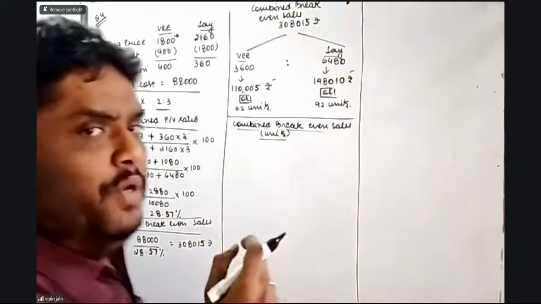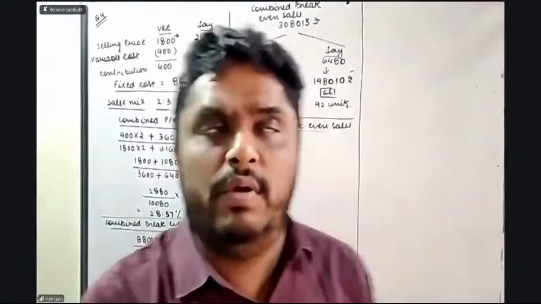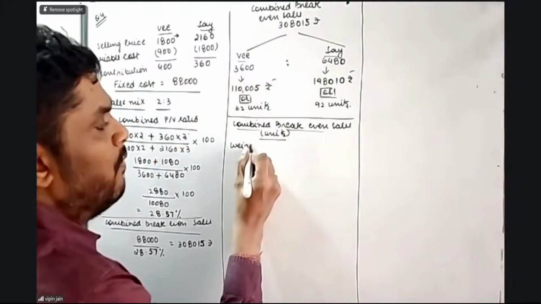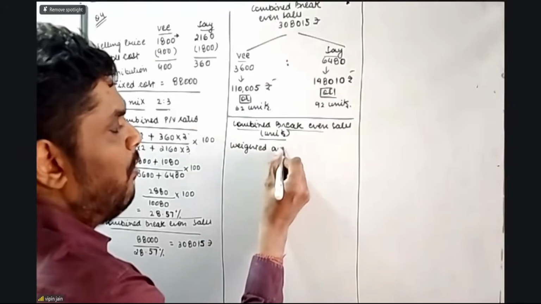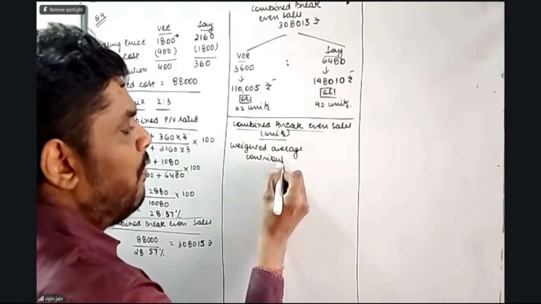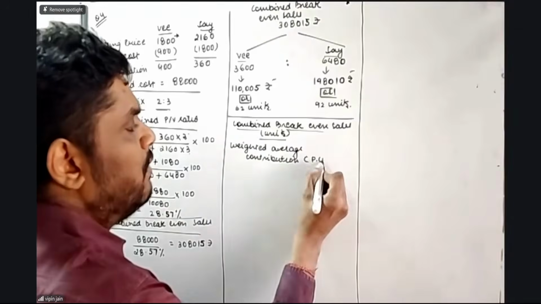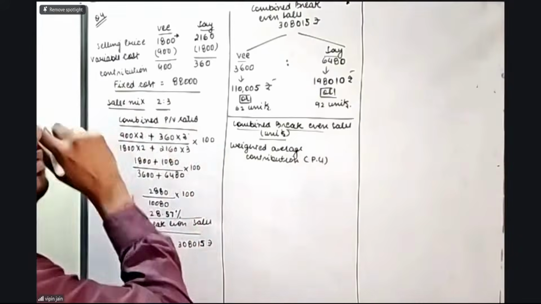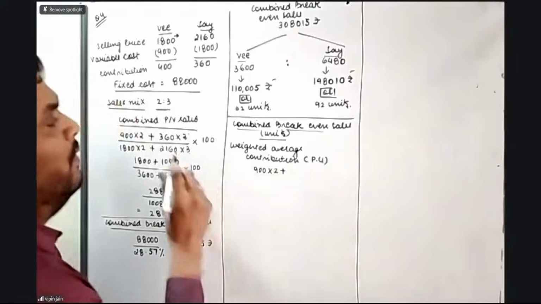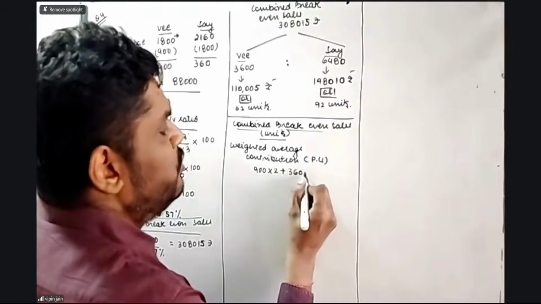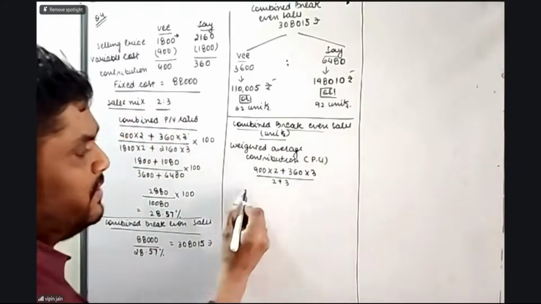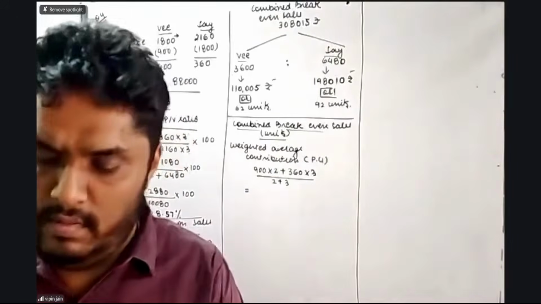See, generally what we do is fixed cost divided by contribution per unit. But herein there are two contributions, of V and J, so we will calculate the weighted average contribution per unit. So 900 is the contribution of V multiplied by 2, plus 360 is the contribution of J multiplied by 3, divided by 2 plus 3, that is 5. So how much will be the weighted average contribution per unit?